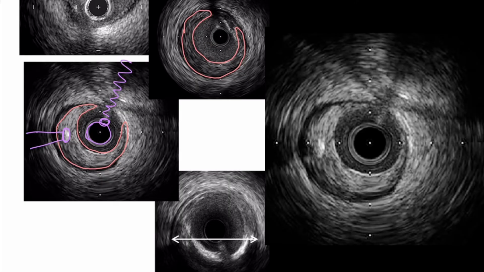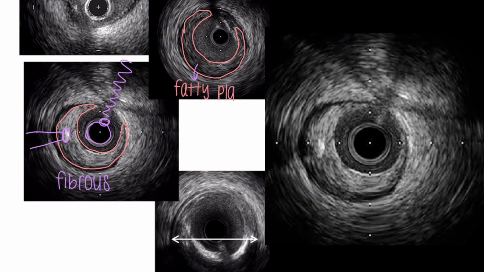So back to my original point. The reason that these are different in color, and this is whiter, is because this is a fibrous plaque. Okay, versus this one was a fatty or a soft plaque.